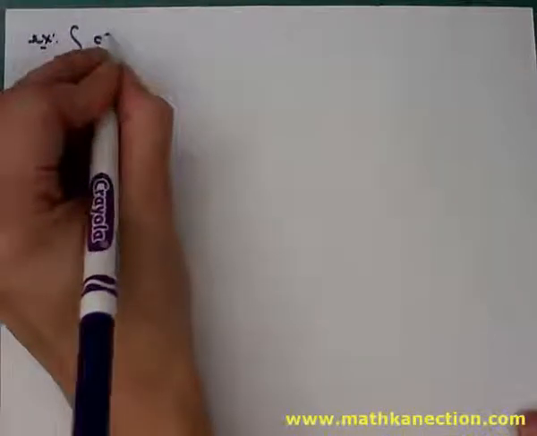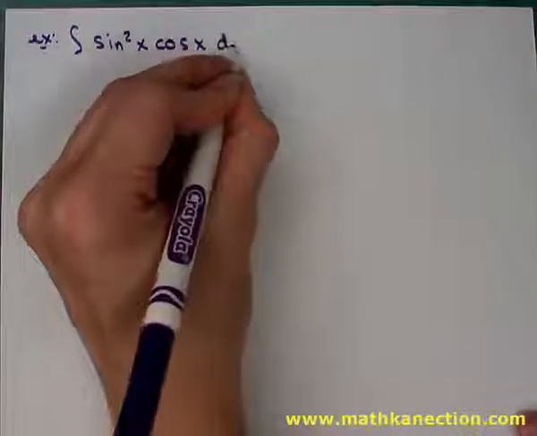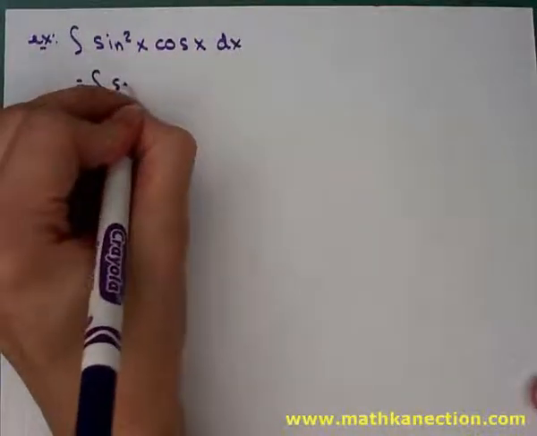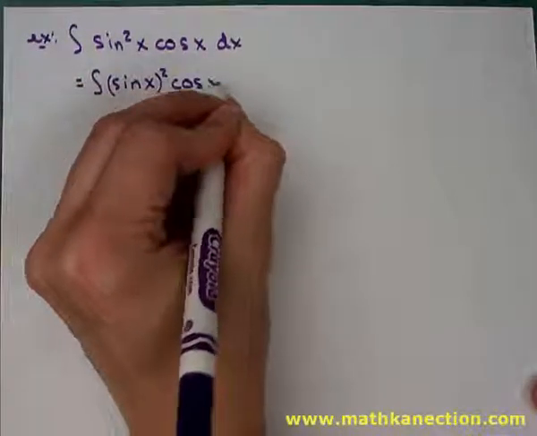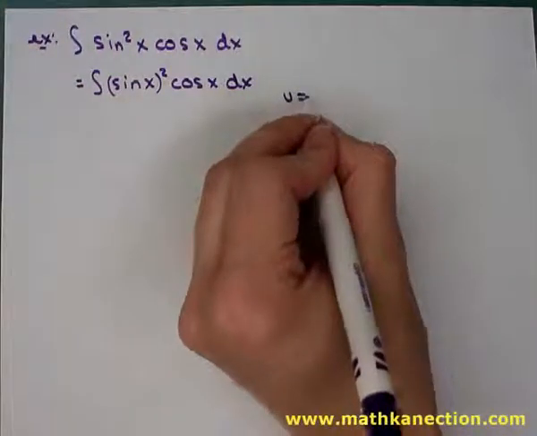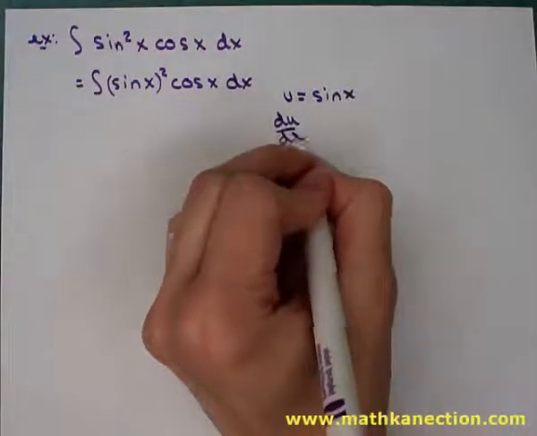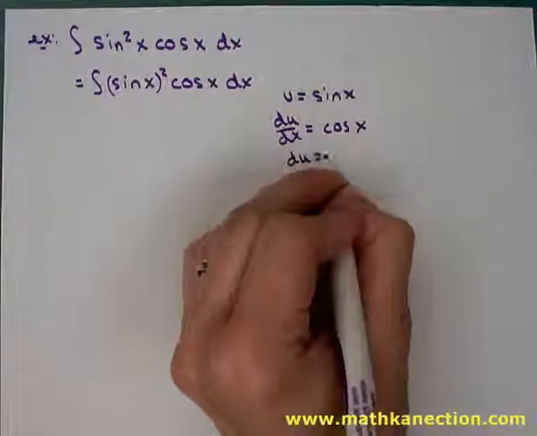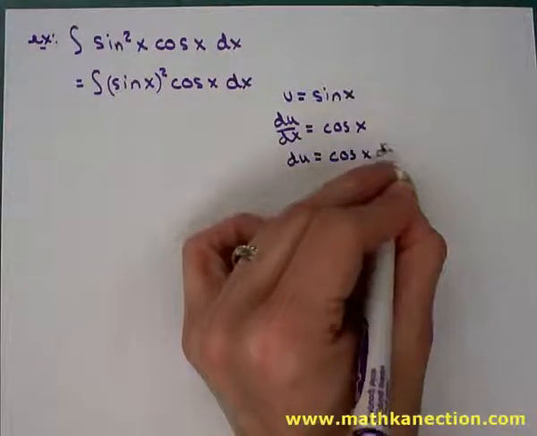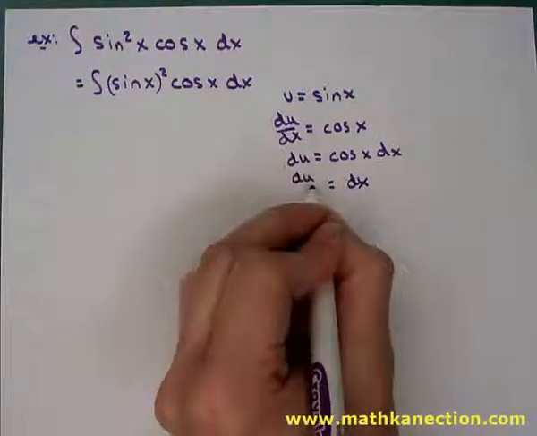The next example is the integral of sine squared of x, cosine of x dx. Rewriting the problem so we can see that the sine of x is being squared, sine of x is the inside function. So we'll let u equal sine of x. The derivative of u with respect to x is cosine of x. du then is equal to cosine of x dx, and dx is equal to du over cosine of x.